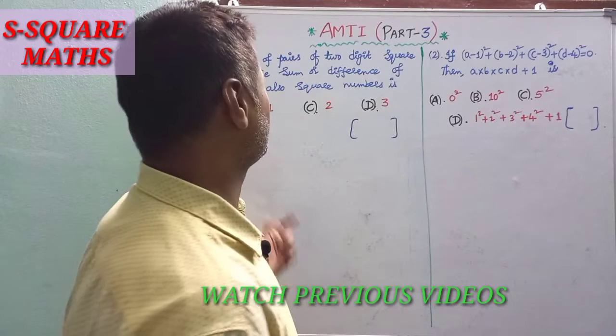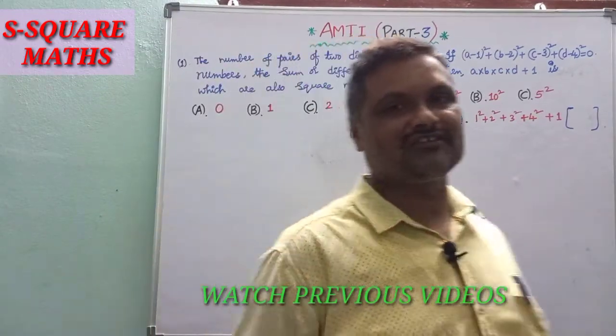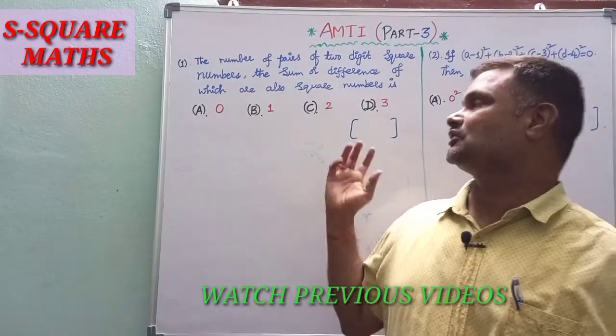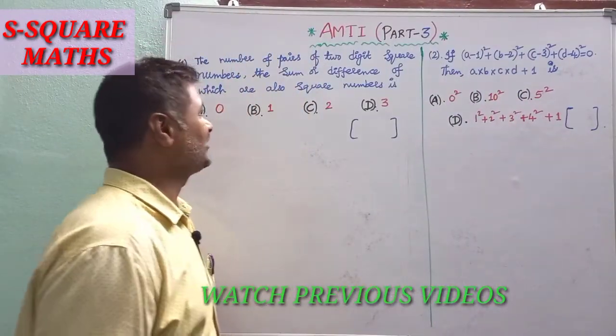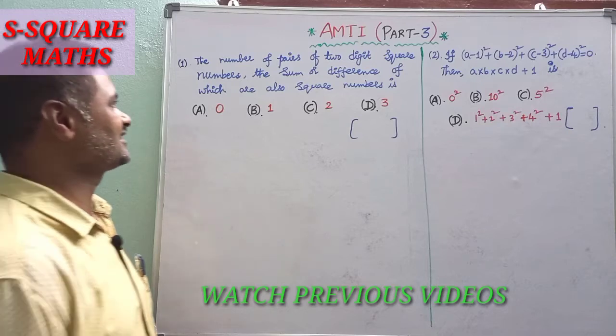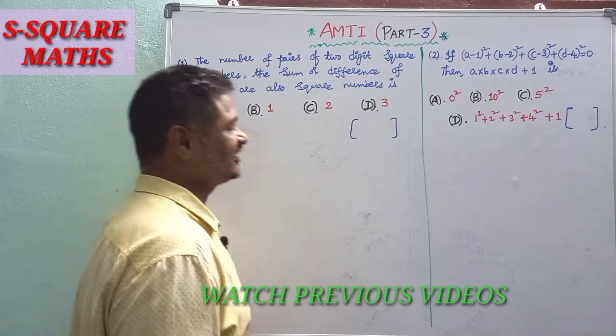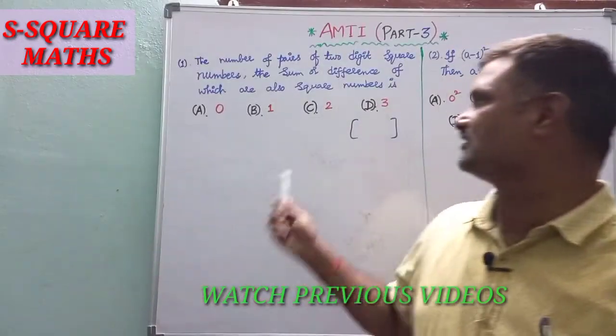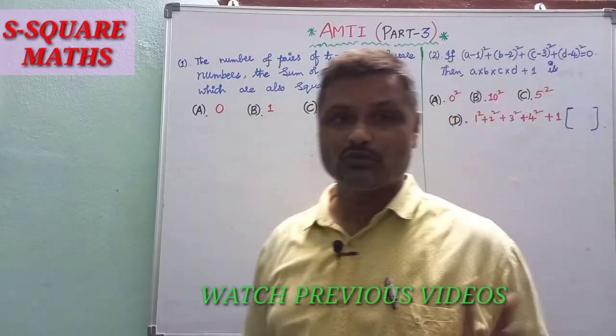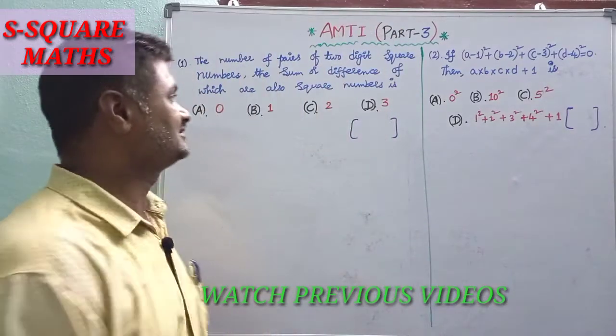Okay. Now, as usual, aim to a third part. So far, we discussed two parts. Now, third part. In this, some problems we are going to discuss. So now, the number of pairs of two-digit square numbers, the sum or difference of which are also square numbers. And one more question. So here if you look at this one, how many pairs of two-digit numbers have been asked?